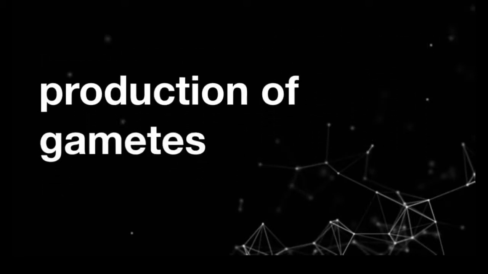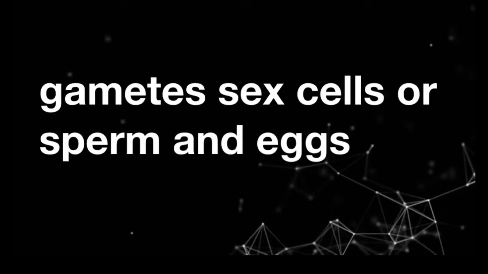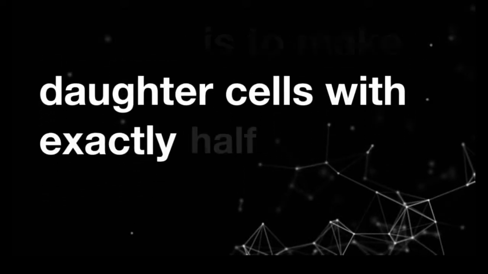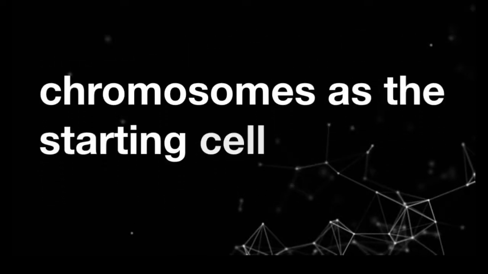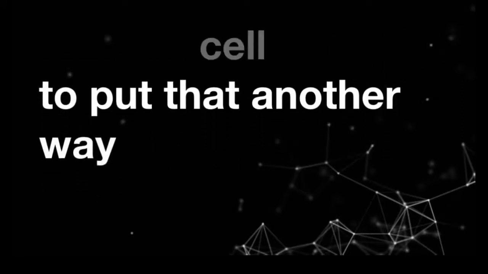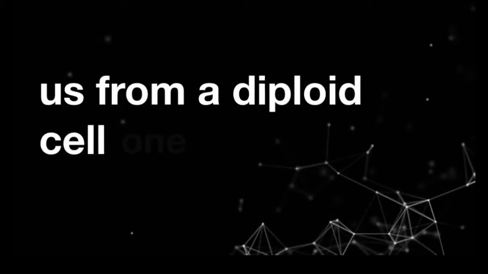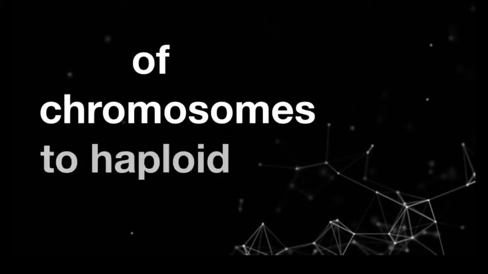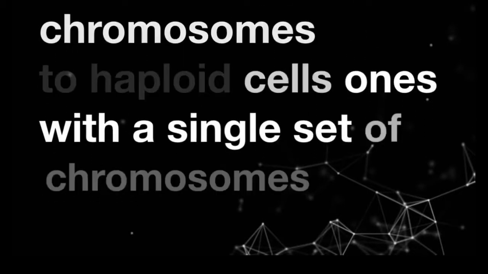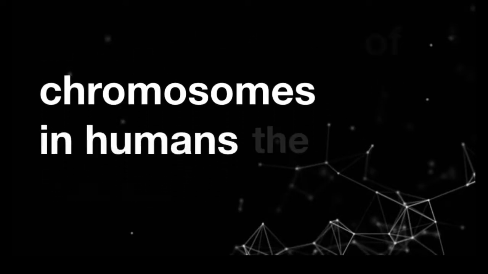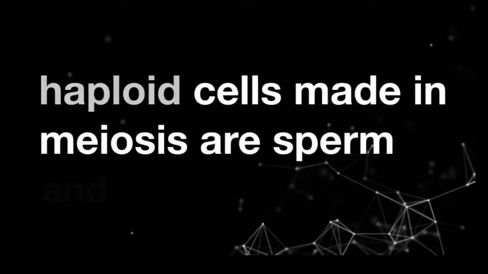Meiosis, on the other hand, is used for just one purpose in the human body: the production of gametes, sex cells, or sperm and eggs. Its goal is to make daughter cells with exactly half as many chromosomes as a starting cell. To put that another way, meiosis in humans is a division process that takes us from a diploid cell, one with two sets of chromosomes, to haploid cells, ones with a single set of chromosomes. In humans, the haploid cells made in meiosis are sperm and eggs.